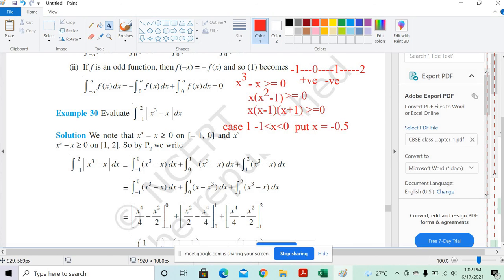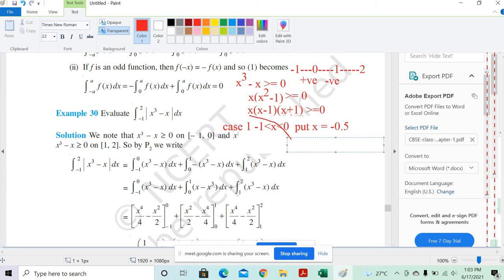Now x into x minus 1, x plus 1. So the first term is minus 0.5, so this is negative. We don't have to solve it, we just have to check the sign only. This is negative. Then x minus 1, put x as minus 0.5. Minus 0.5 minus 1, again it's negative. Then minus 0.5 plus 1, it's positive, because 1 minus 0.5 is positive only, no?